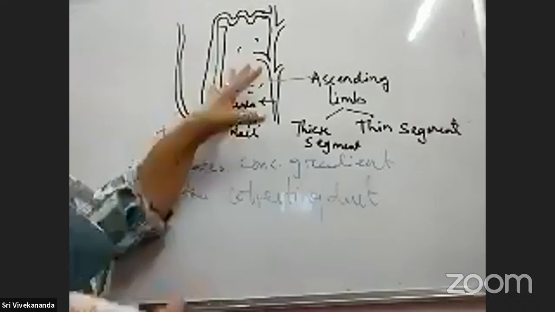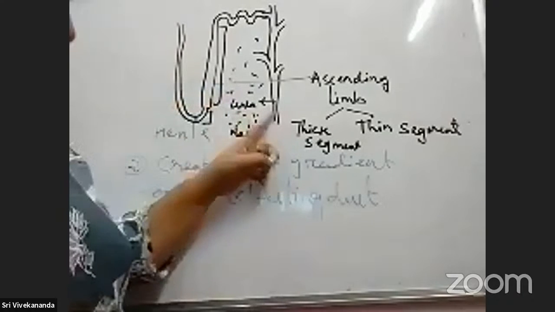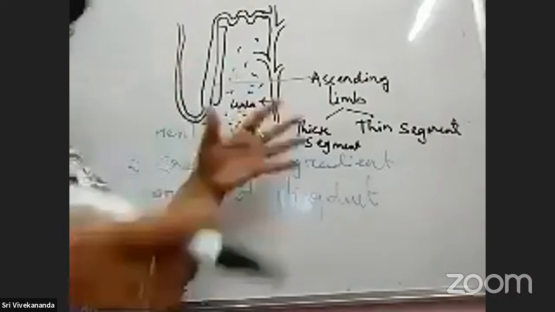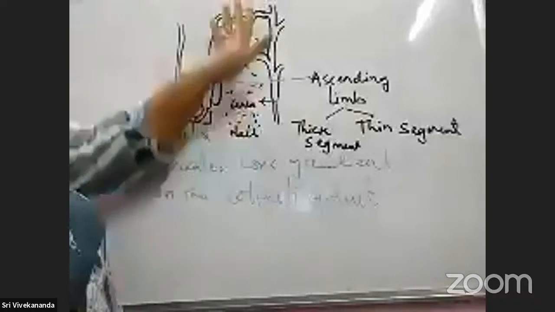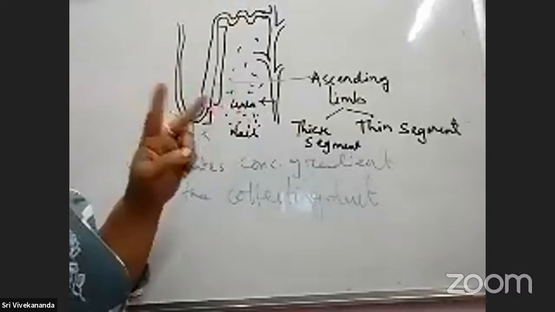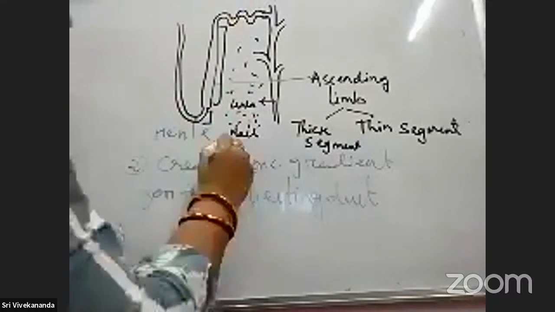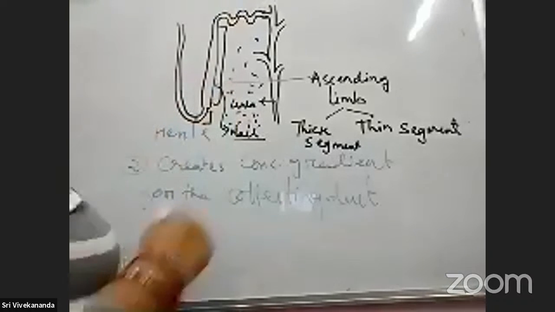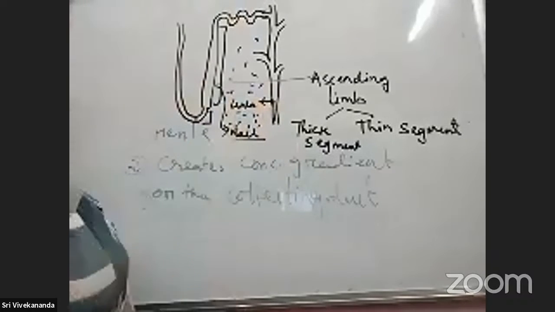So NaCl is released from the ascending limb. Urea comes from the collecting duct. Now all together they create hypertonic interstitium. So this tissue becomes hypertonic because of two major contributors. Now who are the major contributors? One is the sodium chloride released from this, and the other is urea released from the collecting duct.